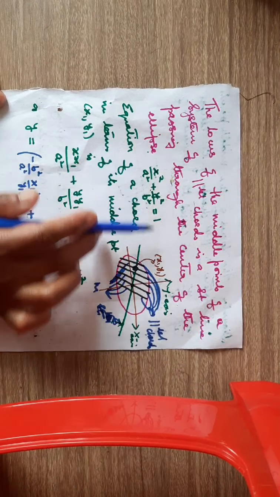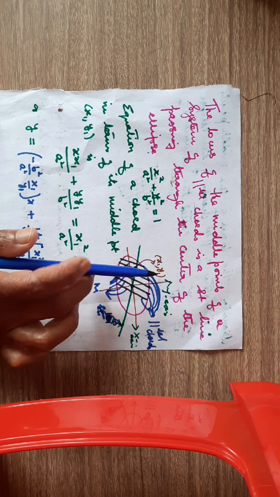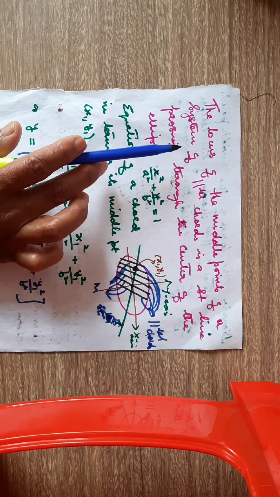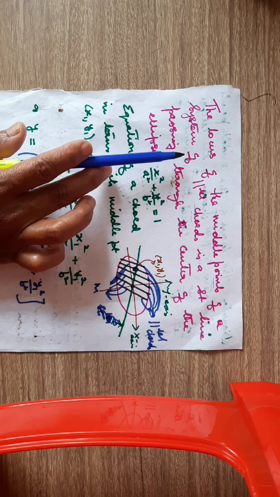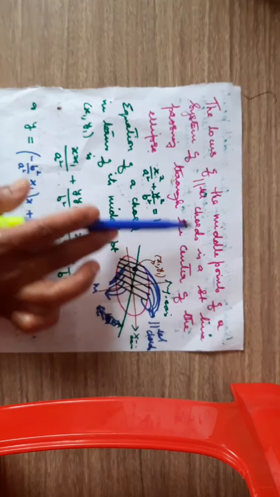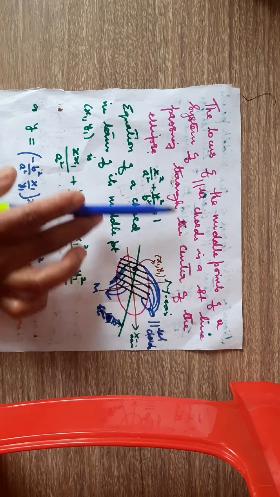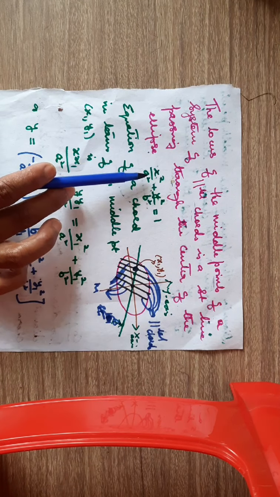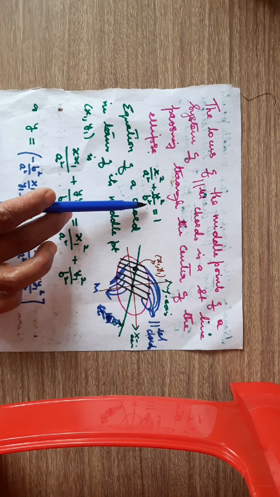Now I'm going to explain to you the definition of a diameter of an ellipse, but before that let me prove this property of an ellipse. That is, the locus of the middle points of a system of parallel chords is a straight line passing through the center of the ellipse x square by a square plus y square by b square is equal to 1.